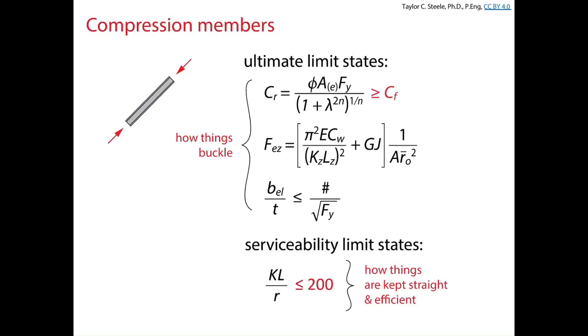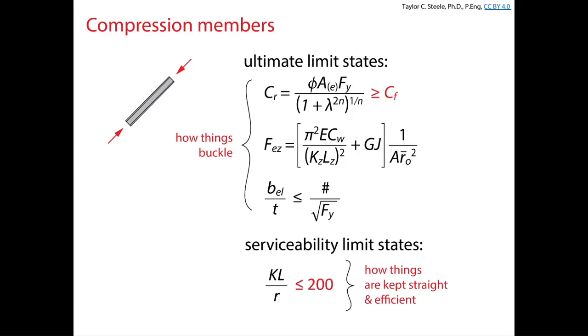We talked a lot about compression members. The first equation we looked at for compression members was this one, where we're basically going from mechanics of materials AFY to mechanics of materials pi squared E over (KL/r) squared, all wrapped up in this nice little equation. For sure, you're going to have to use this equation to calculate the compressive resistance of something on the exam.